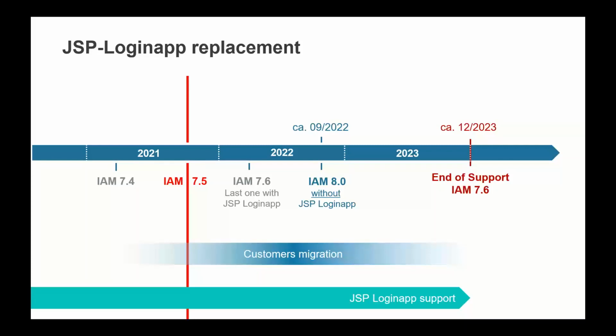Then after half a year, there will be the release of Airlock IAM 8.0, and this one will be without the JSP-Loginapp. So if you want to migrate, you see, you still have about 2 years, but please plan it and do it as soon as possible. If you have a new project, don't start with the classical JSP-Loginapp. Do it directly with the flows. If you have some changes within your application, it might be a good moment to move on to the flows.